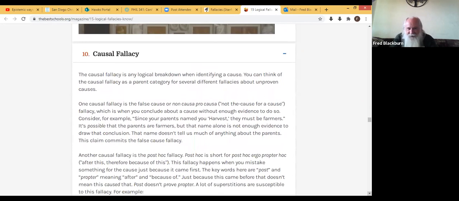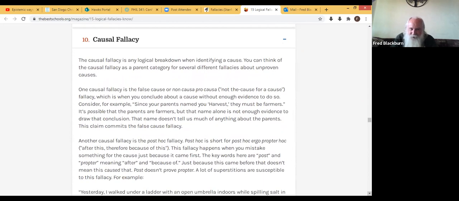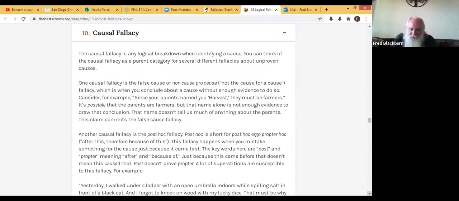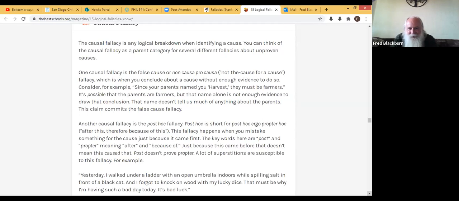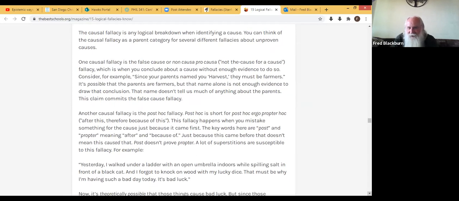The causal fallacy is any logical breakdown when identifying a cause. You can think of causal fallacy as a parent category for several different fallacies about unproven causes. One causal fallacy is the false cause or non causa pro causa, the cause for a cause fallacy, which is when you conclude about a cause without enough evidence to do so. Consider, for example, since your parents named you Harvest, they must be farmers. It's possible that the parents are farmers, but that name alone is not enough evidence to draw that conclusion. That name doesn't tell us much of anything about the parents. This claim commits the false cause fallacy.